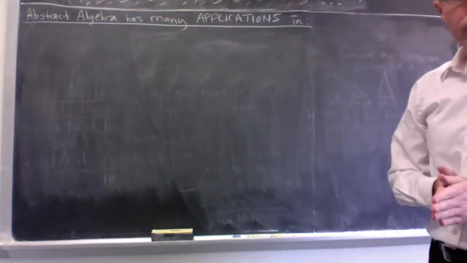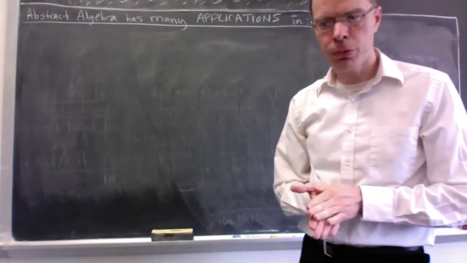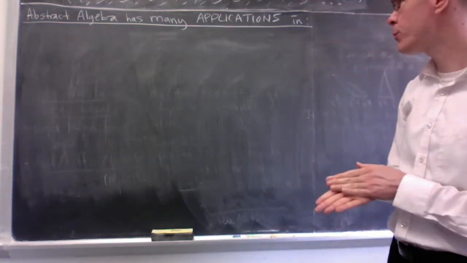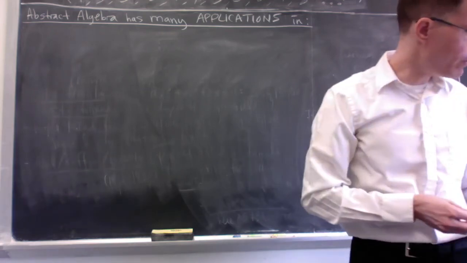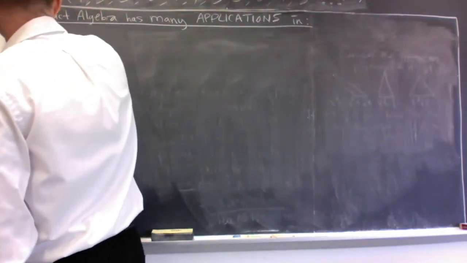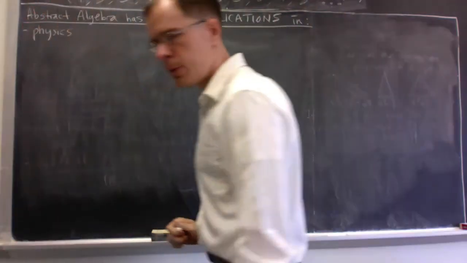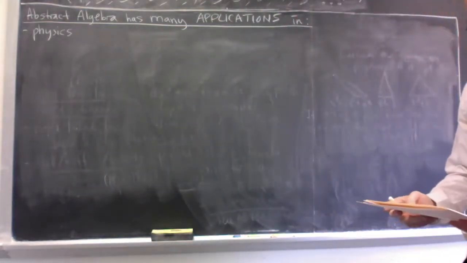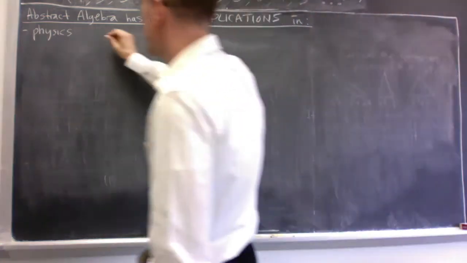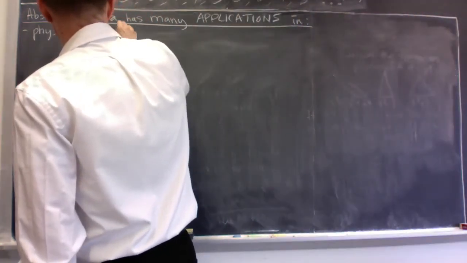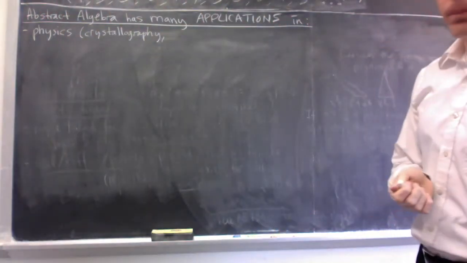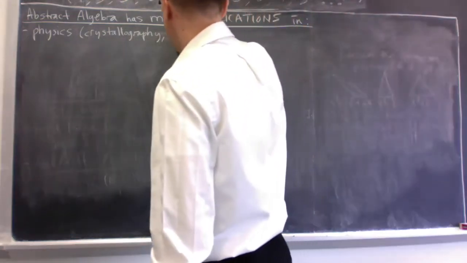So with that history out of the way, let's move on to mention some of the many applications of this subject, abstract algebra, modern algebra, in various other fields. So, for example, physics. When you think about molecules, there's a lot of symmetry in the shapes of molecules. And indeed, when you look at, say, crystals, crystallography, you get a bunch of symmetry groups there. Quantum mechanics uses quite a bit of abstract algebra.